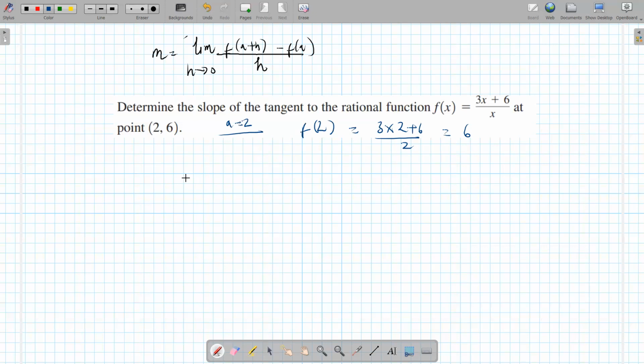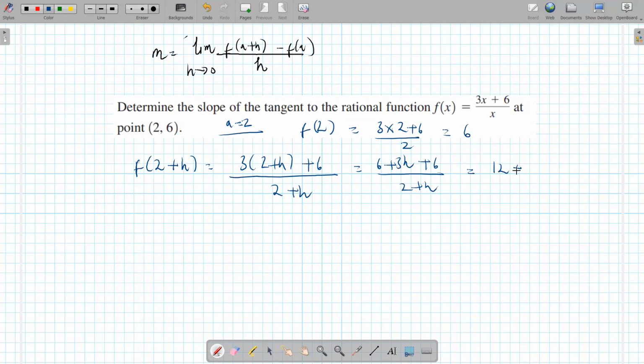The next part is slightly more difficult. You need to find your f of a plus h. So if f of x is 3 times x plus 6 over x, what's f of 2 plus h? 3 times 2 plus h. And then 2 plus h in the denominator. So you get 6 plus 3h plus 6 over 2 plus h, right? So that's what? 12 plus 3h over 2 plus h, like that. So that's our f of 2 plus h.